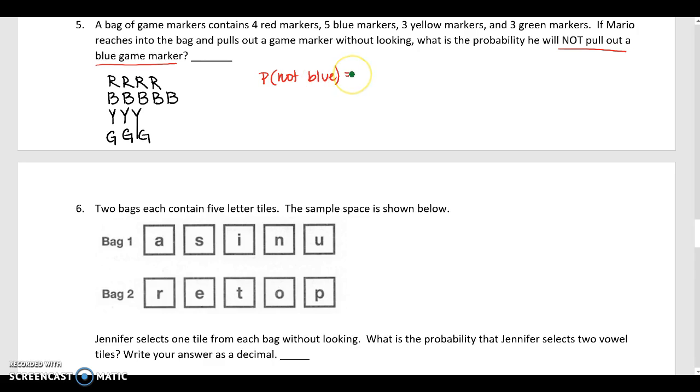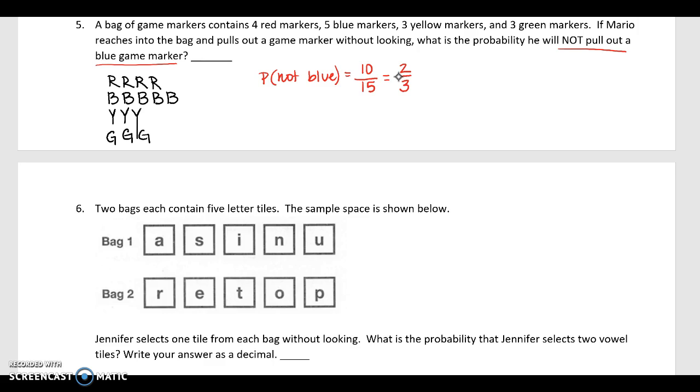Okay. So we have 2 ways of doing this. We can either find the probability of blue and find the complement, or we can figure out how many are not blue. So if we want to just find out how many are not blue, we can count them. 1, 2, 3, 4, 5, 6, 7, 8, 9, 10. So there's 10 that are not blue out of 15. And you can simplify that by 5, so that's 2 over 3.